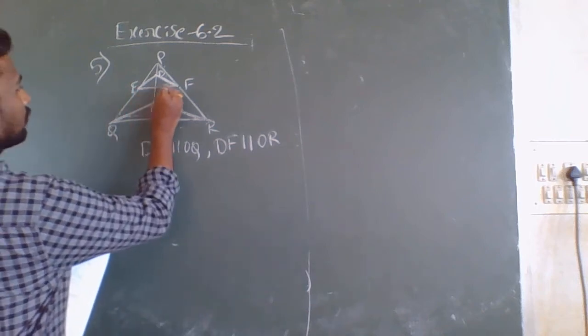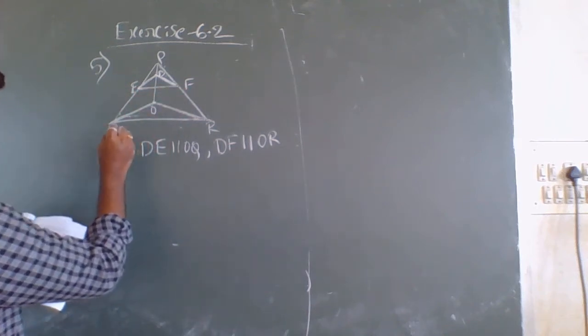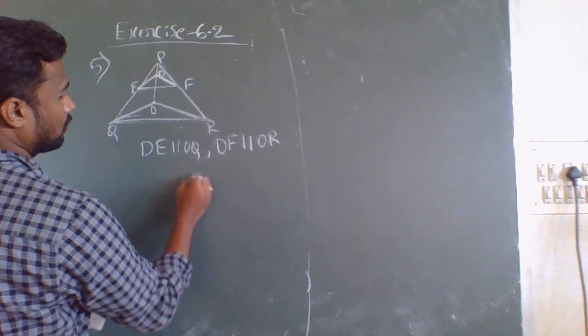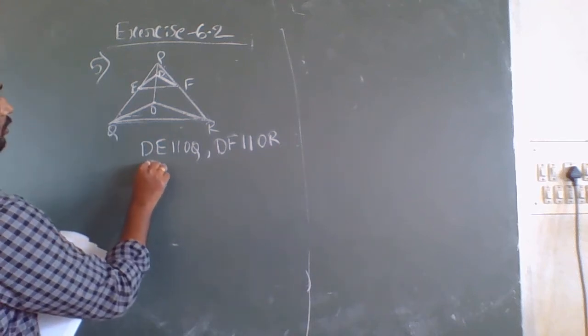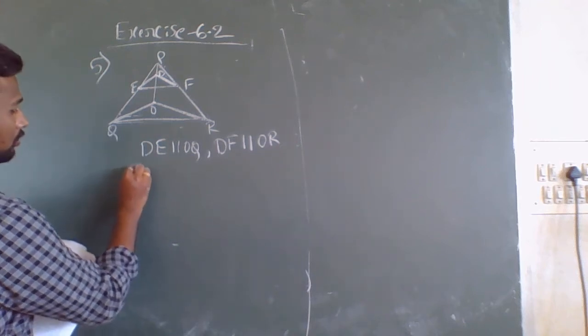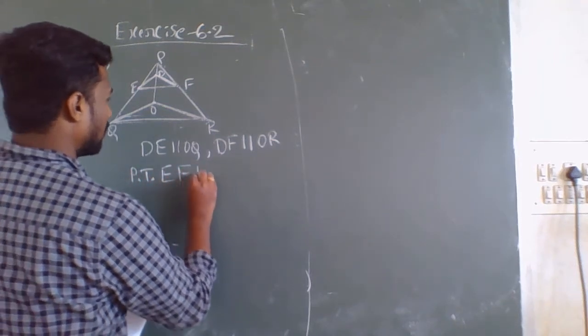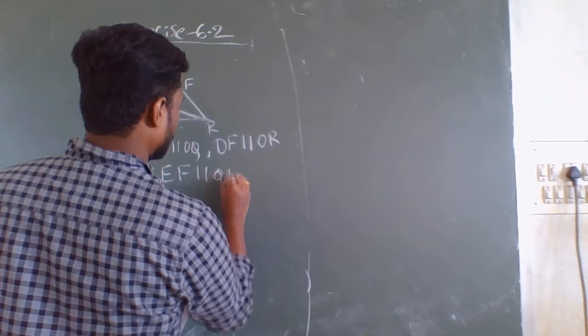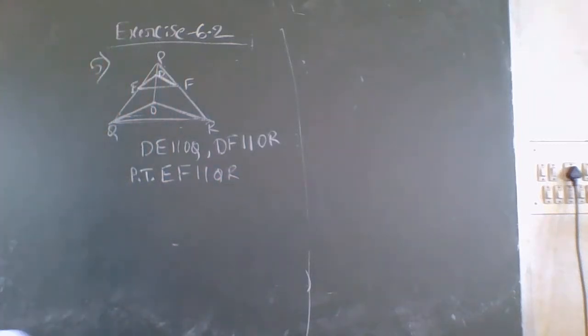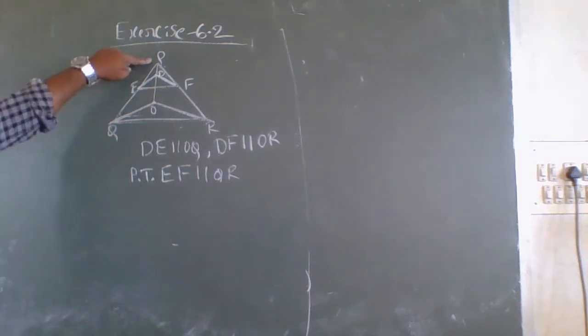You have to prove that EF is parallel to QR. So now, to prove this, we will consider two triangles. First, I will consider triangle POQ.